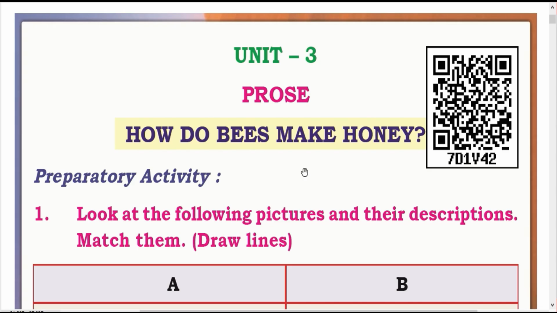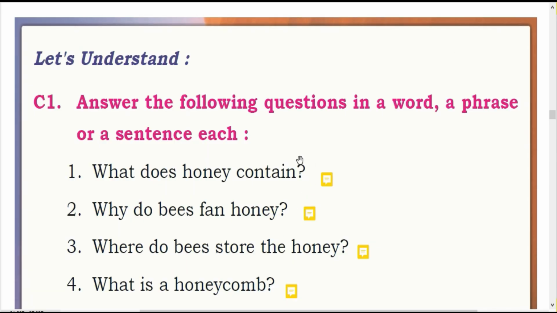Today, we learn 6th standard, Unit 3: How do bees make honey? This lesson's comprehension and vocabulary. Dear children, first, we see the answer to the following questions in a word, a phrase, or a sentence each.